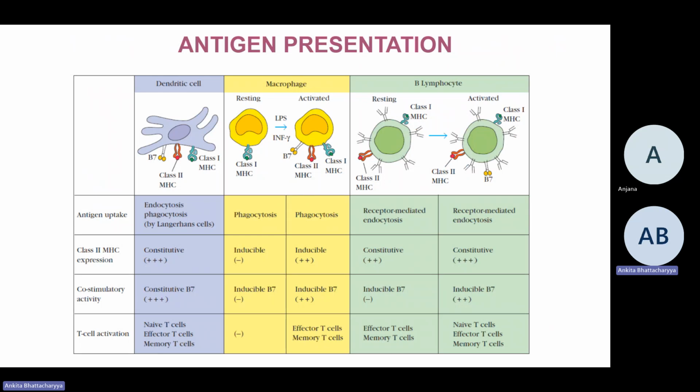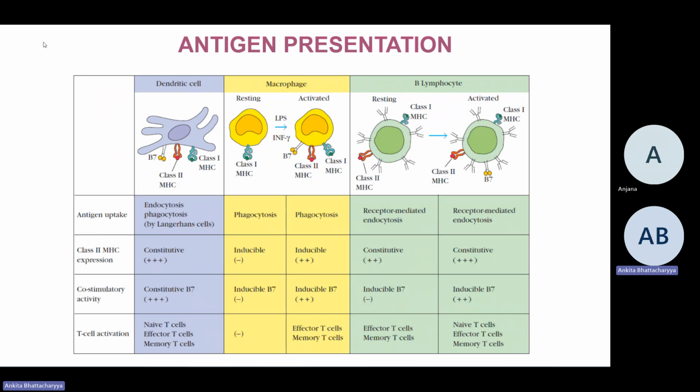So this is basically a comparison between all three and their response with respect to MHC expression, their ability to activate T cells, and a comparison of their overall functions. If you remember, we had the three antigen presenting cells: dendritic cells, macrophages, and B lymphocytes. You can see what types of proteins are expressed on their surface. For dendritic cells, we have B7, and class 2 and class 1 MHC.